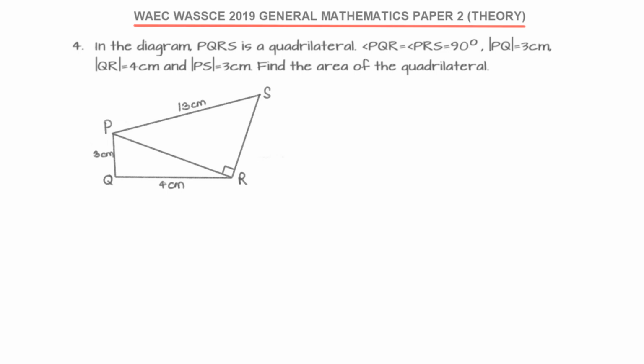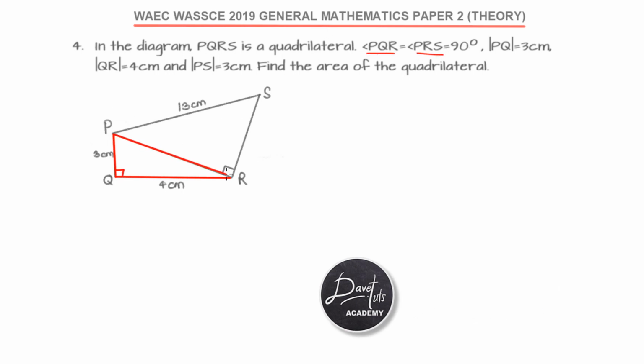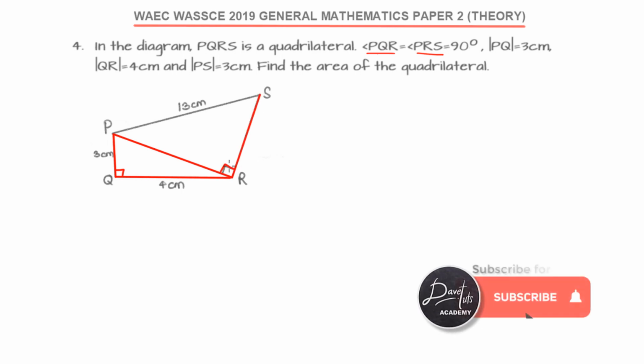In the diagram that we are given below, PQRS is a quadrilateral, and we are told that angle PQR is the same as angle PRS, and that is 90 degrees. Then PQ is 3, and QR is 4, and PS is 3 centimeters. Now, we are told this is a quadrilateral, and we are to find the area of this quadrilateral. Now, we identify the angles PQR, okay? Then we have the angle PRS. We are told that these two, they are 90 degrees.